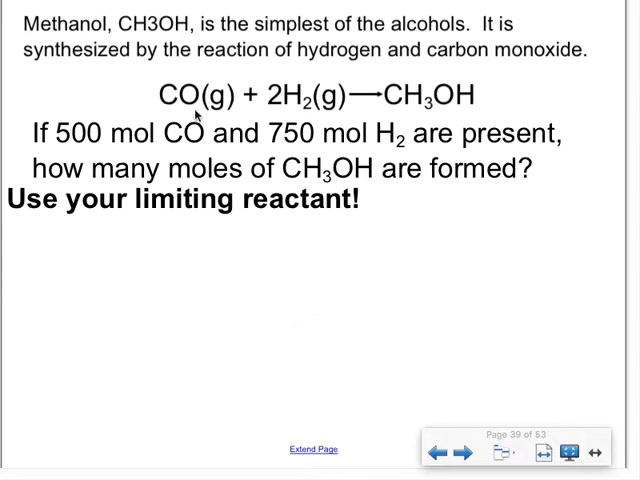So my limiting reactant in this scenario, do you guys remember? It was hydrogen gas. Okay, I was short hydrogen gas. So that's my limiting reactant. So all you have to do is convert hydrogen gas to methanol.